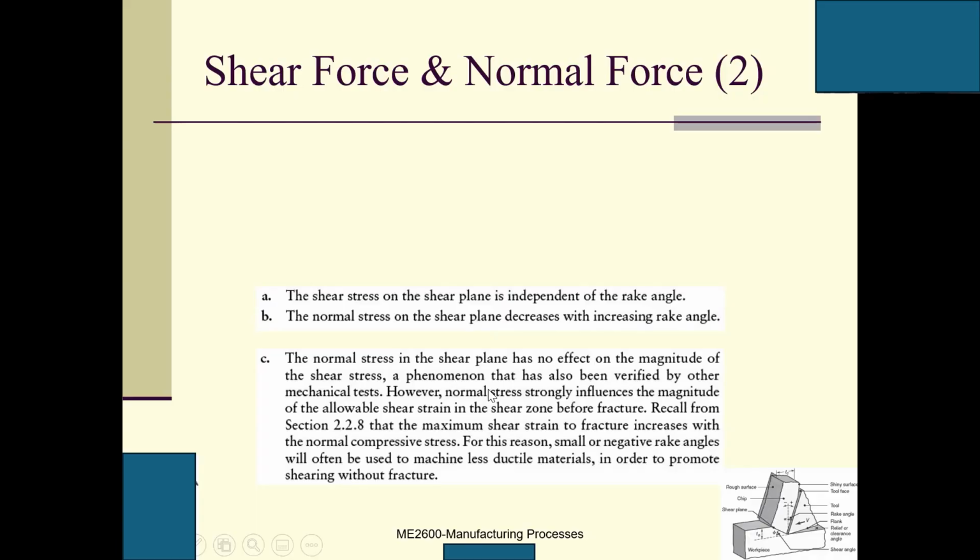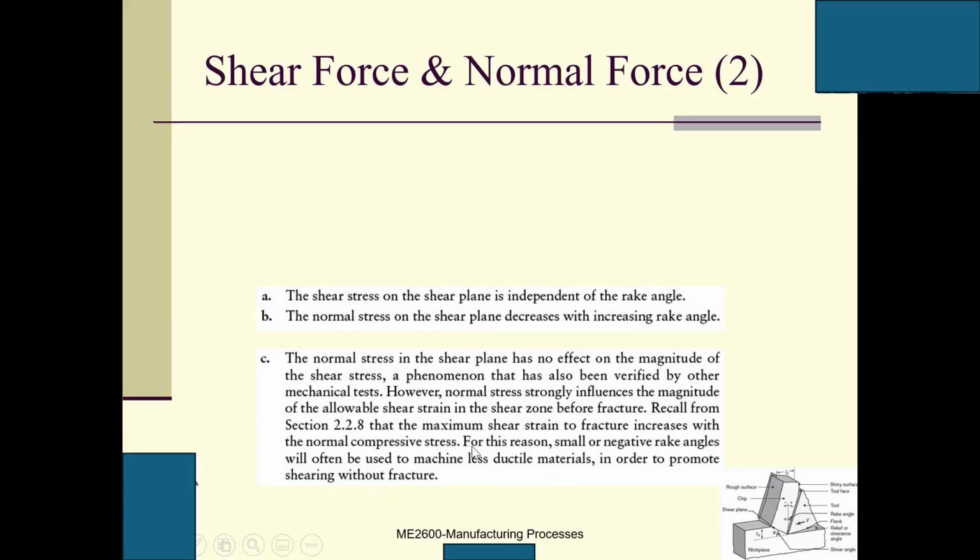However, normal stress is a normal stress. I'm talking about stress, not force. Normal stress strongly influences the magnitude of the allowable shear strain in the shear zone before fracture. So this is normal stress. The maximum shear strain to fracture increases with the normal compressive stress. And for this reason, small or negative rake angles will often be used to machine less ductile material in order to promote shearing without fracture.